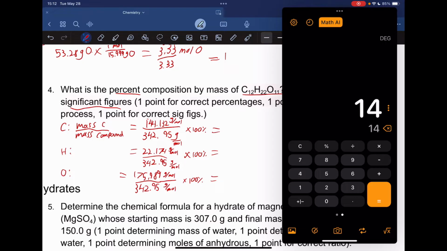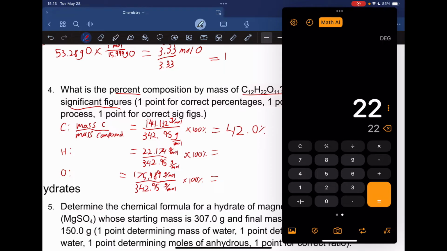So 144.132, and then divide that by 342.295 equals 0.42, but again, we're multiplying by 100, so we're going to move the decimal spot 2 times over, and what we're going to get is 42.0%, because I said 3 sig figs, and that would be 3 sig figs.